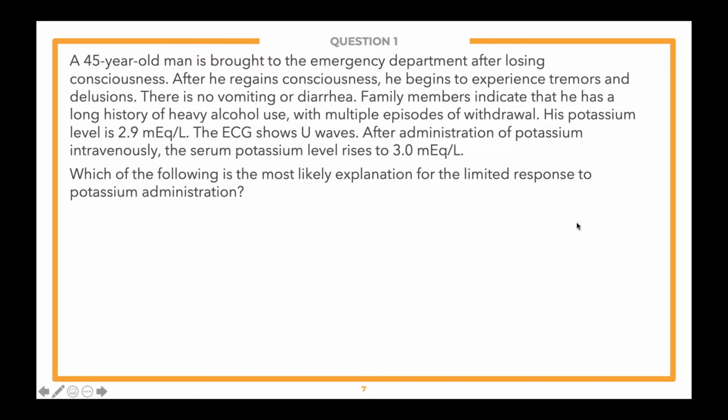Which of the following is the most likely explanation for the limited response to potassium administration?